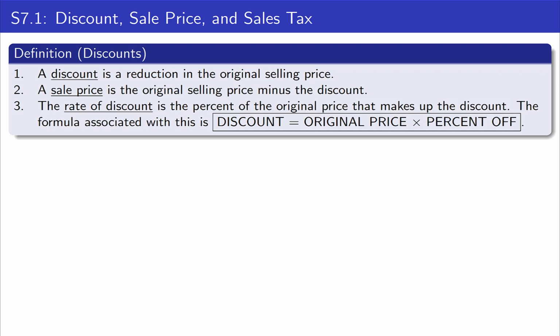A discount officially is the amount of money being removed from the selling price, whereas the sale price is the original price minus the discount. This is the amount that you pay when you actually have the discount taken off. And then the rate of discount would be the percentage that's used to calculate this discount. And then we have a formula that we're going to commonly use for this: the discount is found by taking the original price, multiplying by the percent off as a decimal, and that will tell you the amount of money that's being removed from the original price to get your sale price.